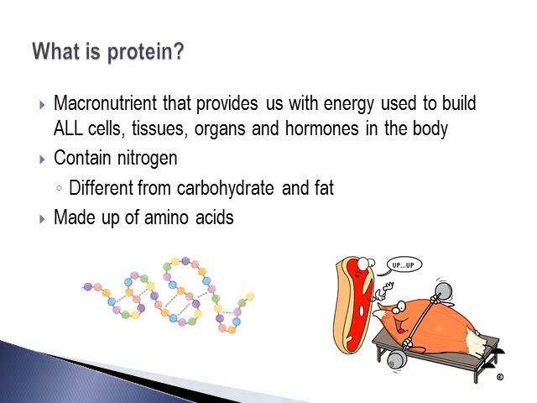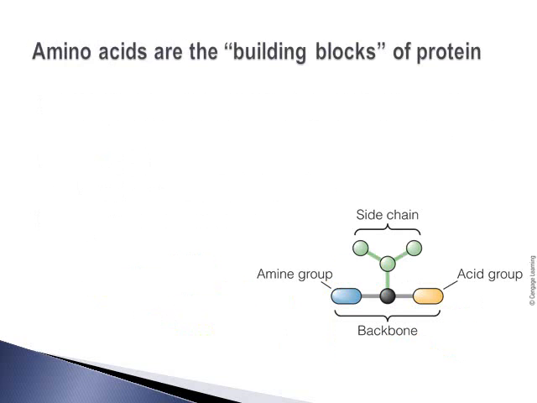Protein differs, however, from carbohydrate and fat in that it contains nitrogen. Both carbohydrate and fat, neither one of those contain nitrogen. So that nitrogen piece is really what makes protein unique, and we'll talk about that on the next slide. Proteins are made up of amino acids, and these amino acids are essentially the building blocks of protein.